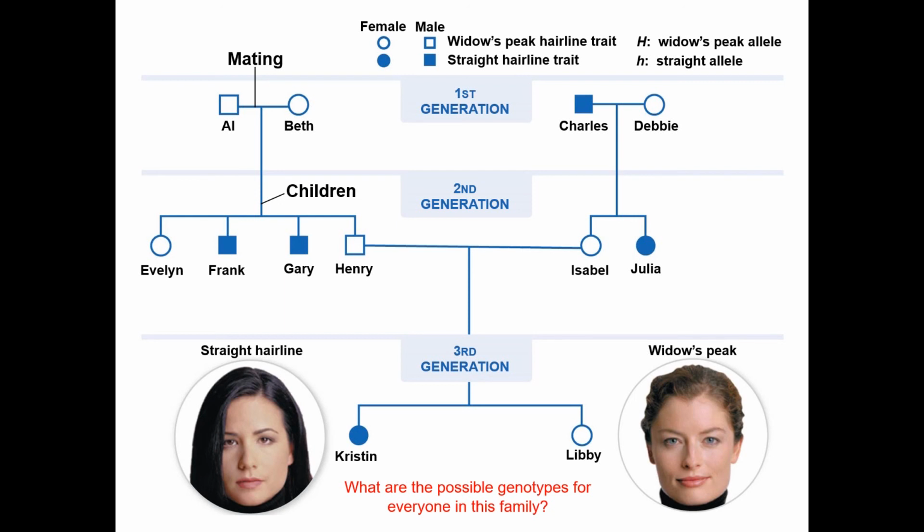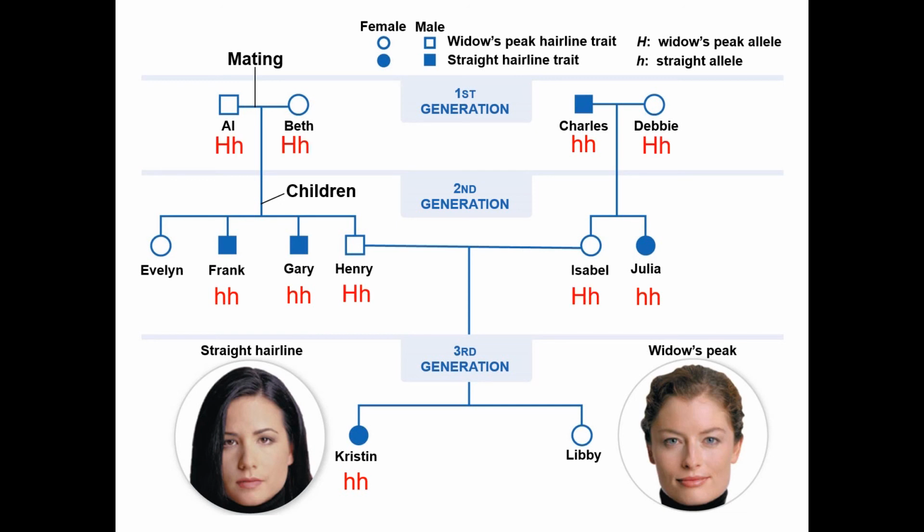The easiest way to start thinking about pedigrees is to look for individuals that have to be homozygous recessive, because you know automatically what their genotype has to be. So in this case, that's going to be everyone with straight hairline. All of the people who have straight hairline have to be homozygous recessive. Now we can think of what are the likely genotypes for all the other individuals. If a parent with widow's peak has a child with straight hairline, they must be a carrier for the straight hairline trait. That means that Al, Beth, and Debbie all have to be heterozygous because they all have children that have straight hairlines. That also means that Henry and Isabel in generation 2 must be heterozygous because Kristen, their daughter, has a straight hairline.